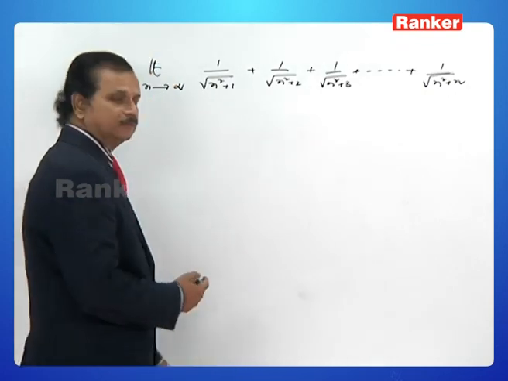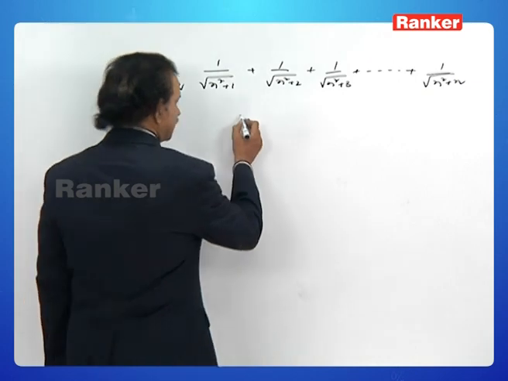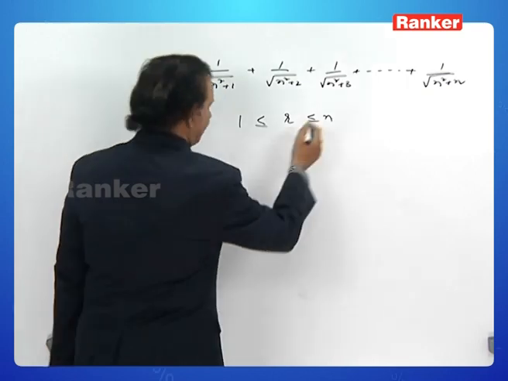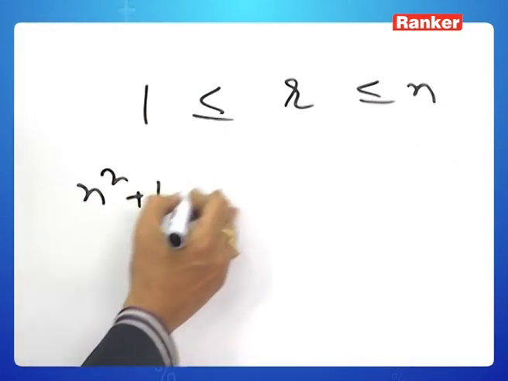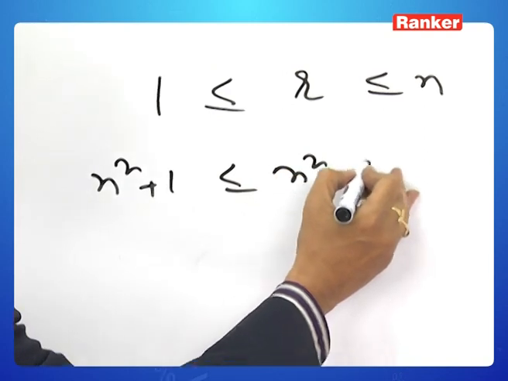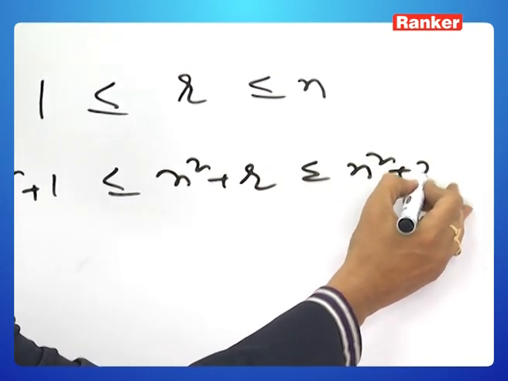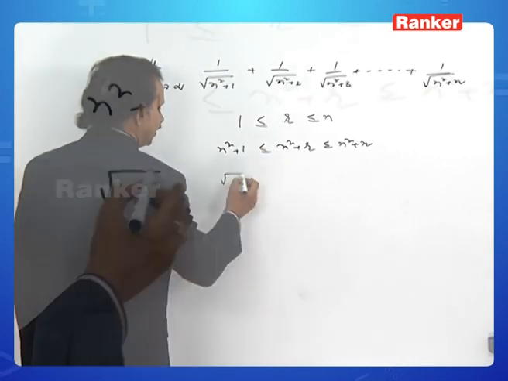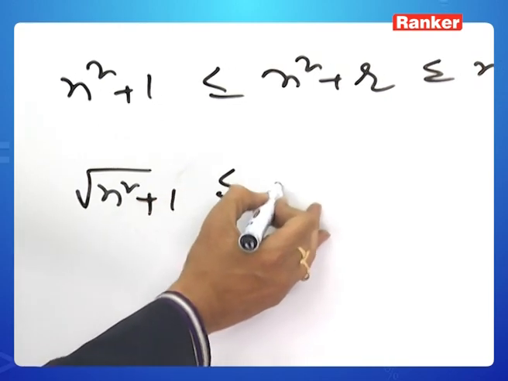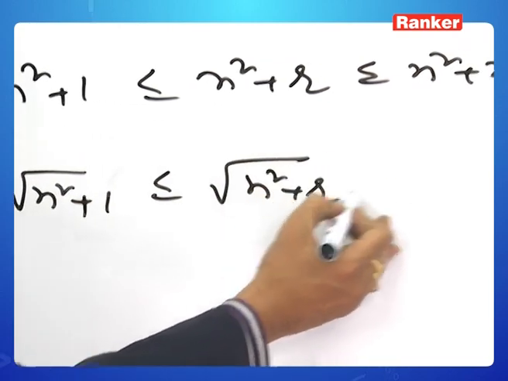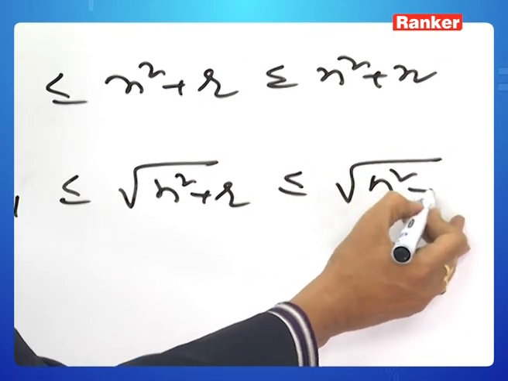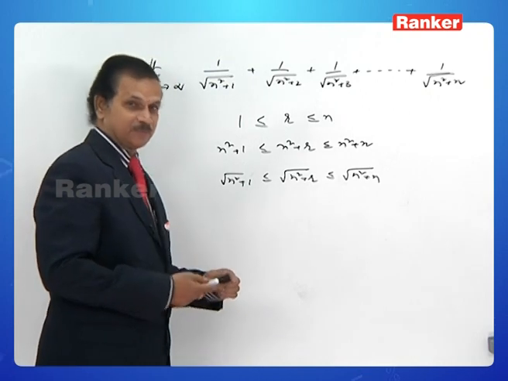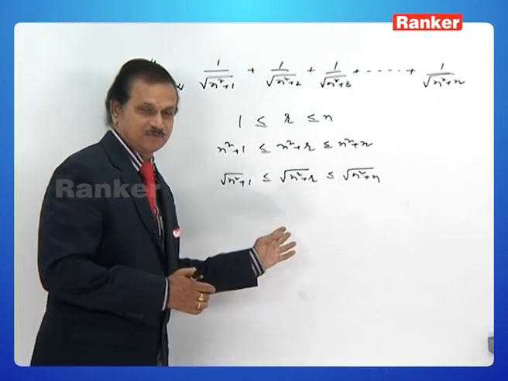Look here. Let r be a natural number such that 1 less than or equal to r less than or equal to n. Add n square on all the sides. n square plus 1 less than or equal to n square plus r less than or equal to n square plus n. Take the square root on all the sides. Root n square plus 1 less than or equal to root n square plus r less than or equal to root n square plus n. I think you could have grasped the way of obtaining these steps.